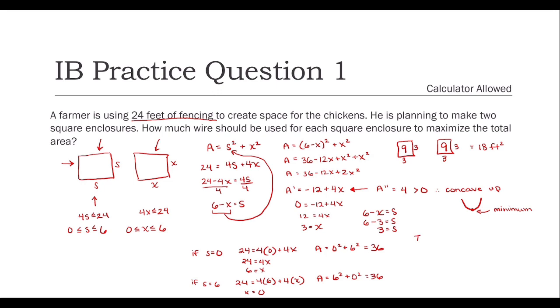So the farmer should make one square enclosure that's 6 feet by 6 feet. The other square enclosure should be 0 feet. In other words, it shouldn't exist.